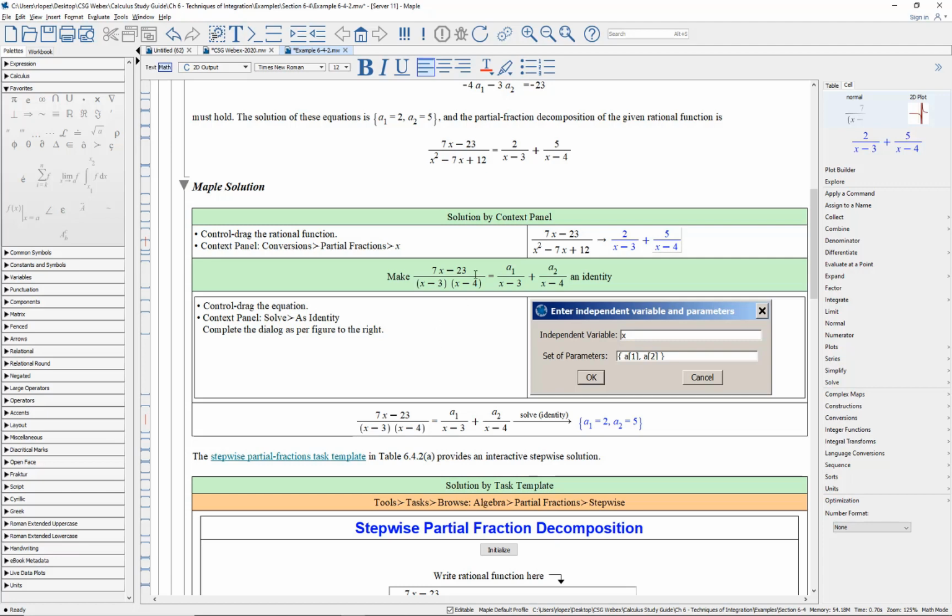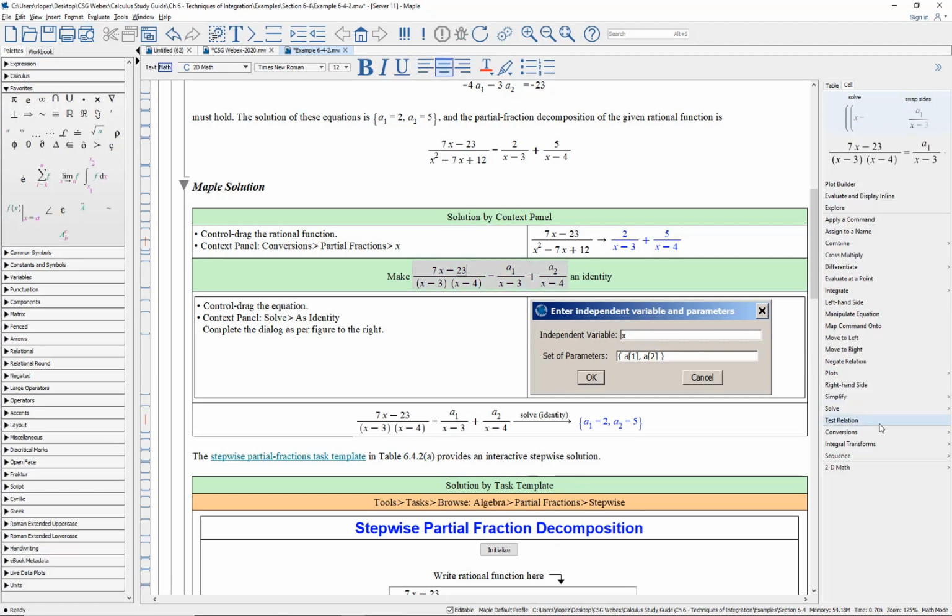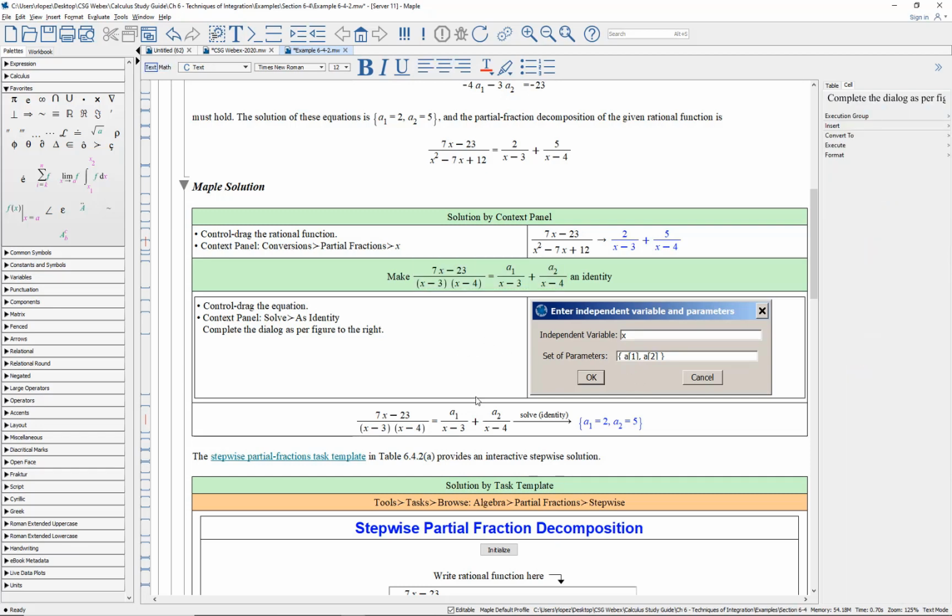Okay, so if you set that up and you go to solve, you have the option to solve it as an identity. Now, when you make that choice, there'll be a pop-up where you have to identify the independent variable and the names of the parameters, and Maple then solves and returns values for a1 and a2.